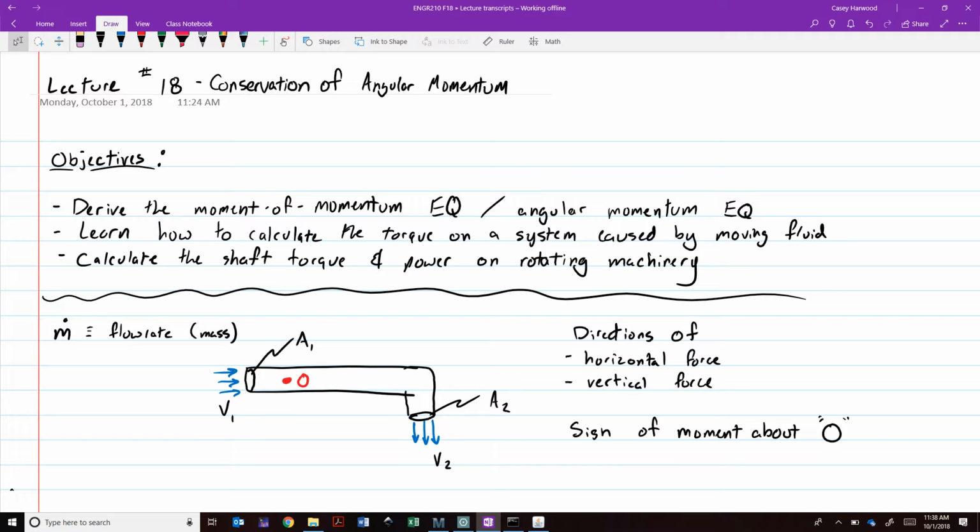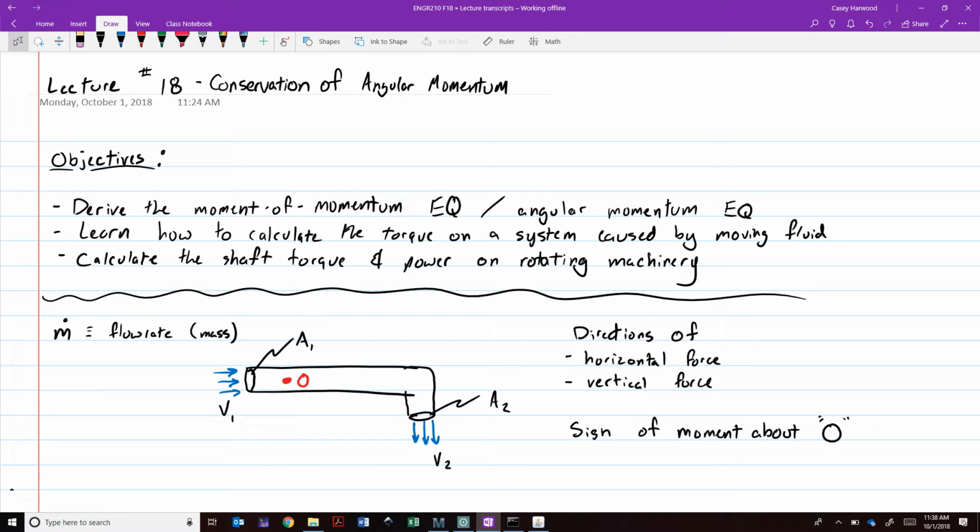Okay, so today we're going to be talking about an extension of what we did last Wednesday, when we talked about conservation of linear momentum. The book refers to this as conservation of the moment of momentum. More commonly, it's referred to as angular momentum.